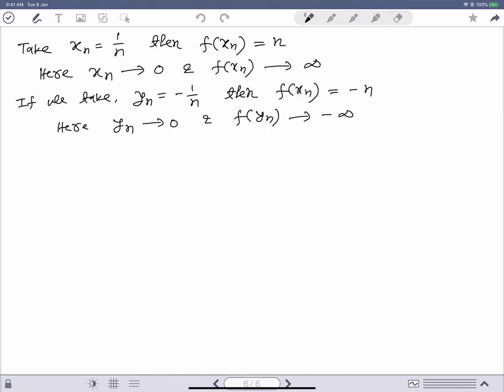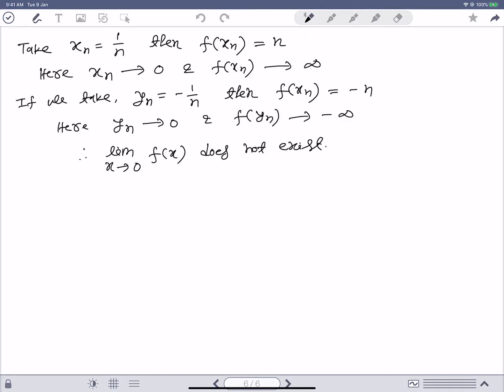So that means here we cannot say that the limit is infinite, right? Because we can choose two sequences xn and yn, both converging to 0, but when we take f of xn, that converges to infinity, and if we take f of yn, it converges to minus infinity, right? So therefore here, since f of xn and f of yn have different limits, by our definition, the limit as x tends to 0 of f of x does not exist.